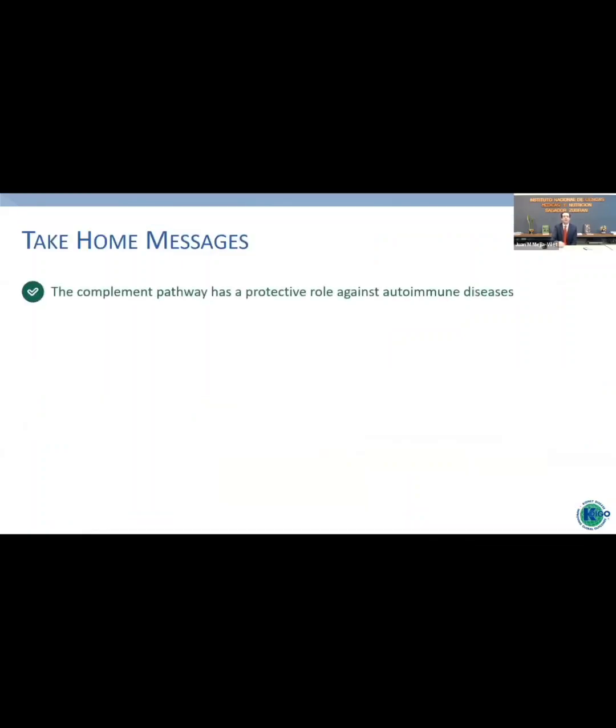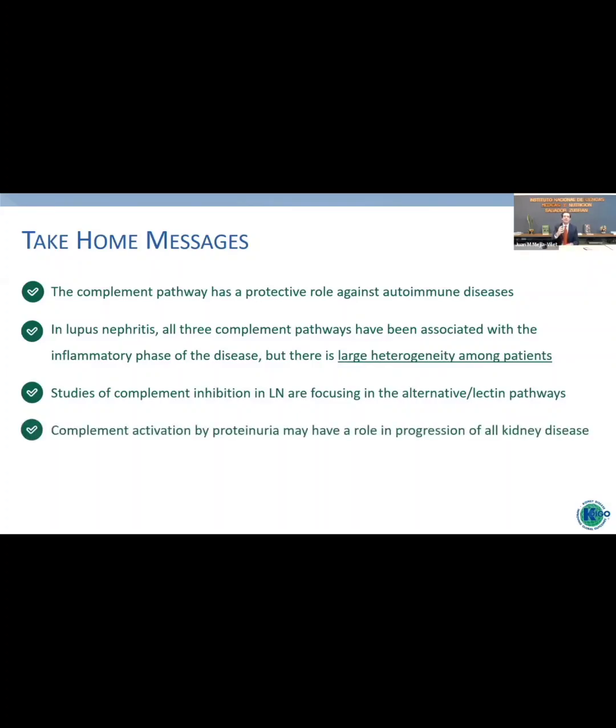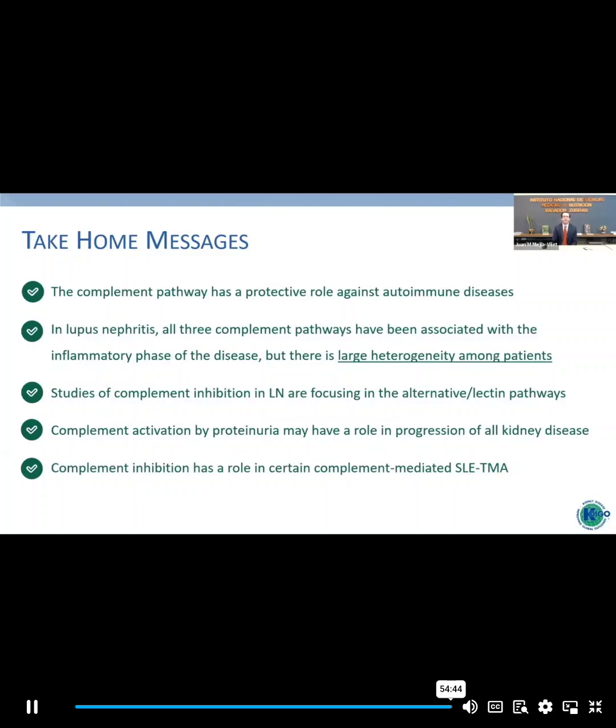So the take-home messages are: first, we have to acknowledge that there's a protective role of the complement pathway against development of autoimmune diseases. It is pretty clear that during the inflammatory phase of the disease, complement is activated. The problem is that there is large heterogeneity among patients, and we need to find biomarkers to get to an individual treatment. Current studies of complement inhibition are focusing on the alternative, the lectin, or the common pathways. And keep in mind that there may be a role of complement inhibition in the chronic phase of every proteinuric disease. And for now, the only indication or suggestion to use complement inhibitors is in the cases of complement-mediated thrombotic microangiopathy.